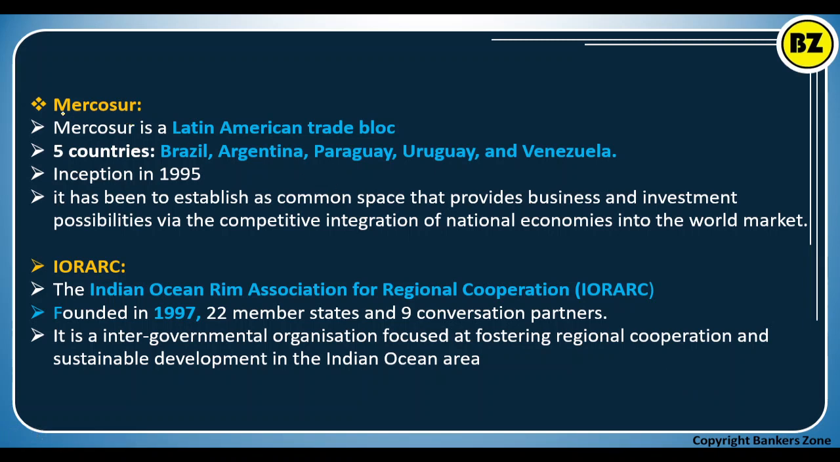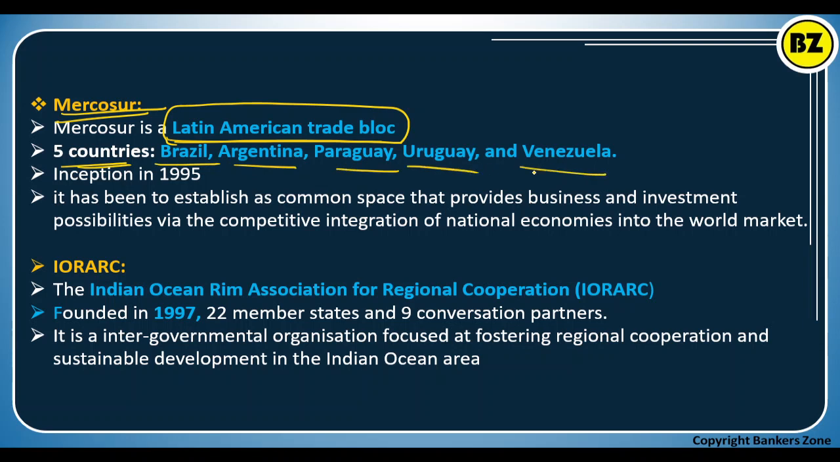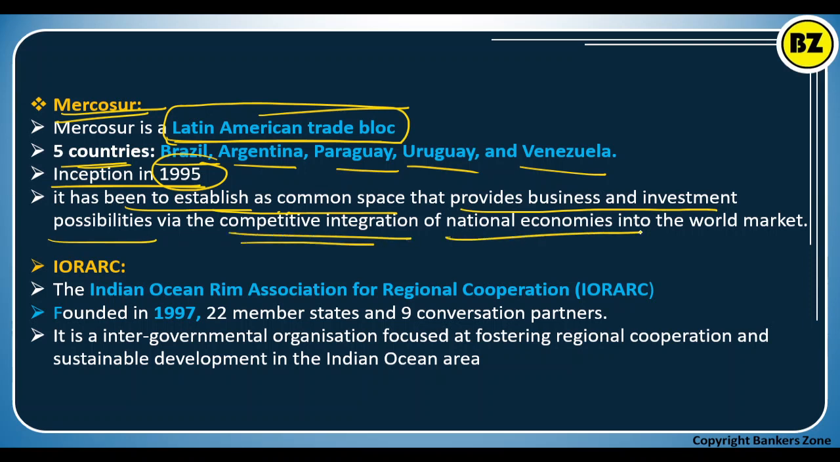Now, what is Mercosur? Mercosur is a Latin American trade bloc, meaning it is a group of some countries. There are 5 countries: Brazil, Argentina, Paraguay, Uruguay, and Venezuela. It is Latin American, while NAFTA is North American. It was established in 1995 as a common space that provides business and investment possibilities via competitive integration of the national economies into the world's market. So there may be a question that Mercosur is a Latin American trade bloc. It has 5 members.